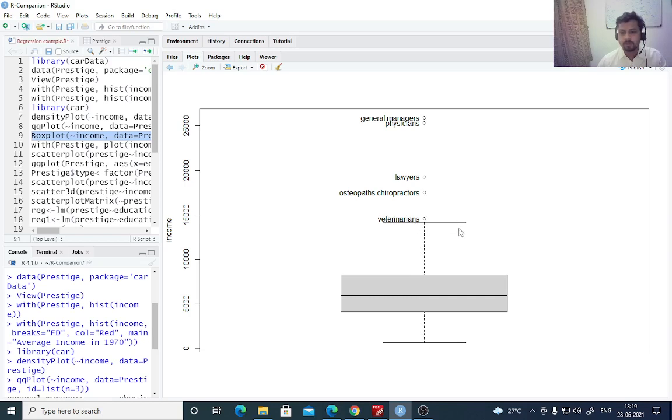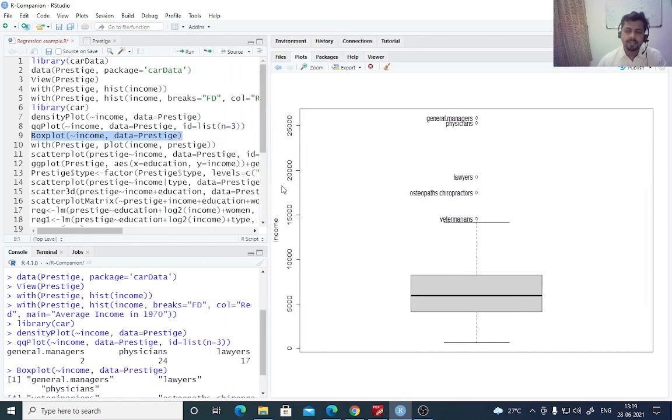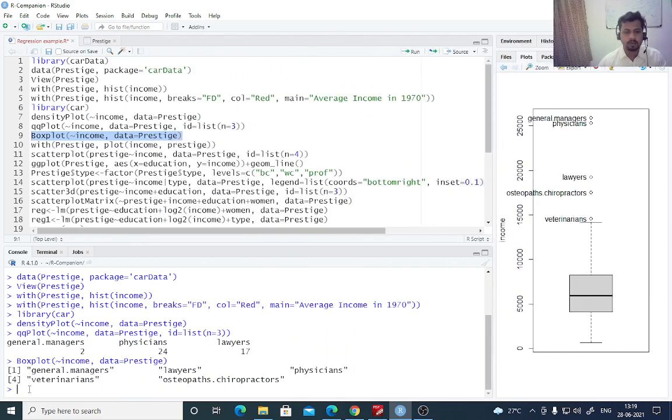This straight line is 1.5 times the interquartile range above the third quartile, and this one is 1.5 times below the first quartile. So basically a box plot gives you roughly information on the outliers as well. You can see these are the outliers for this particular variable. So by examining the box plot, the quantile comparison plot and the density plot, we are more or less sure that the income variable does not follow a normal distribution.